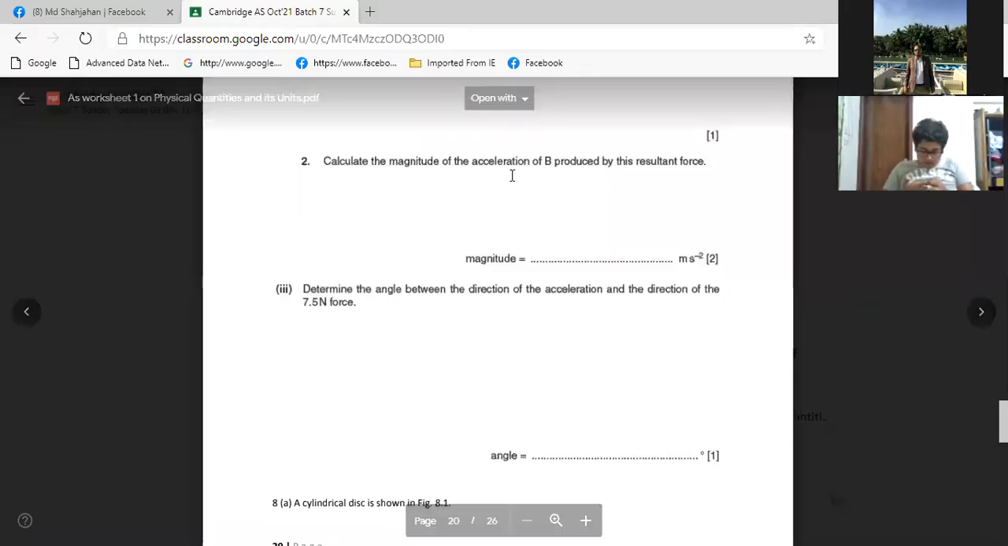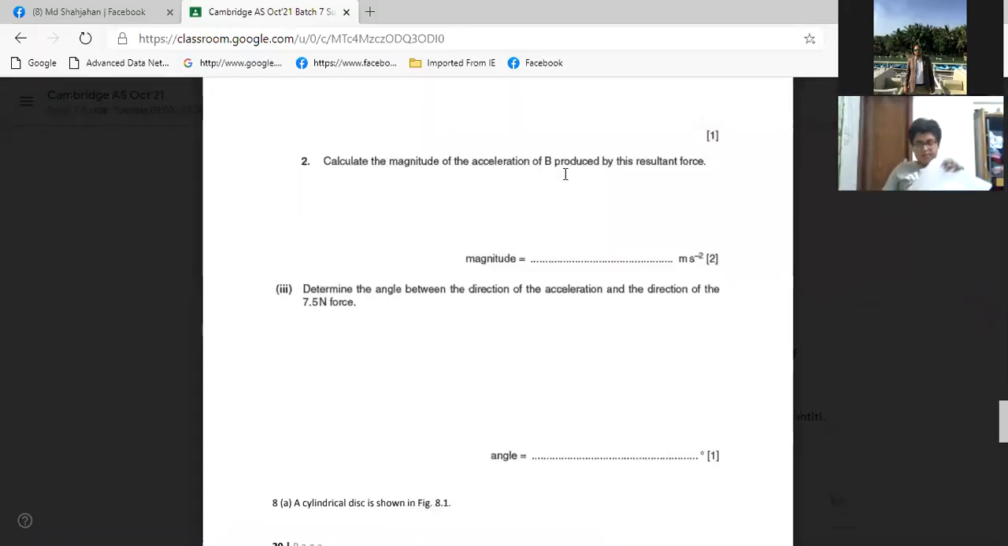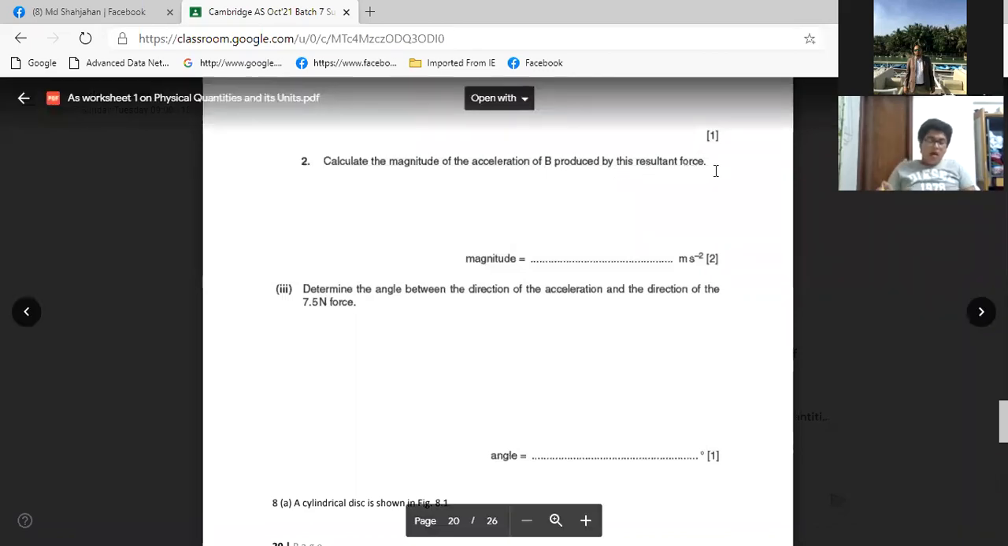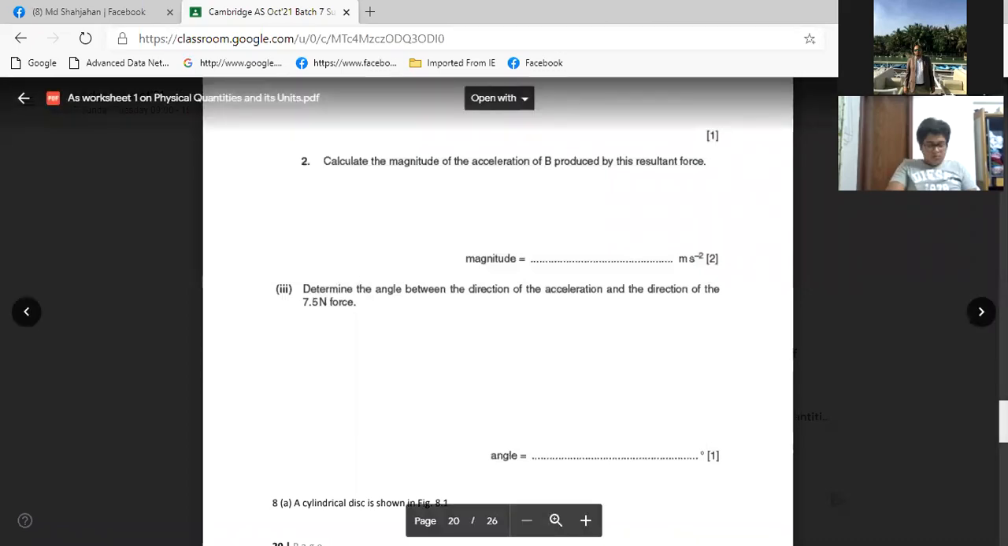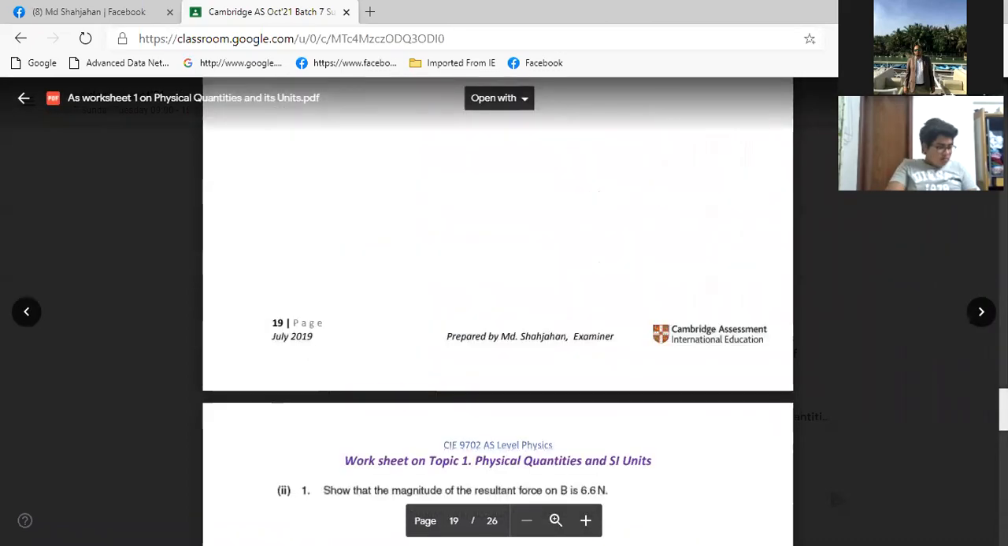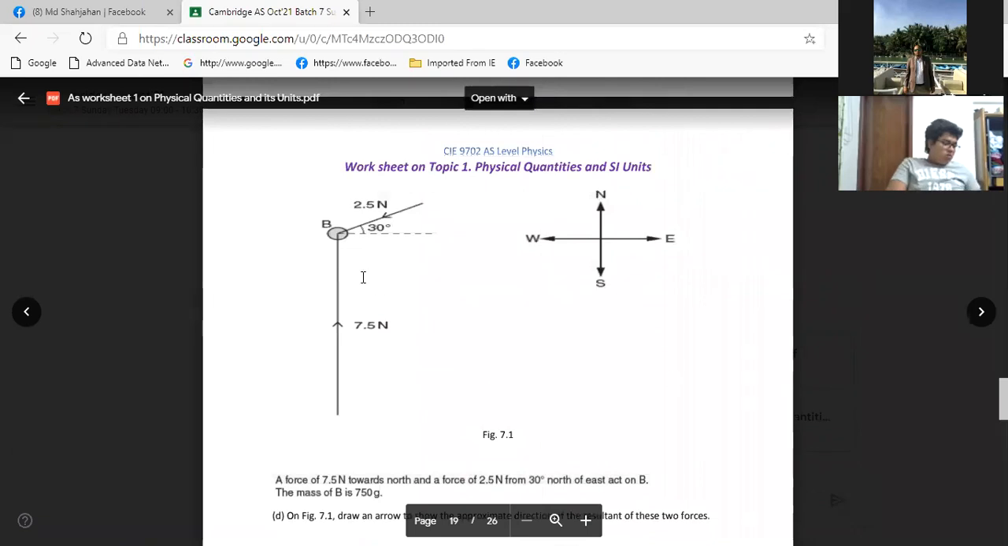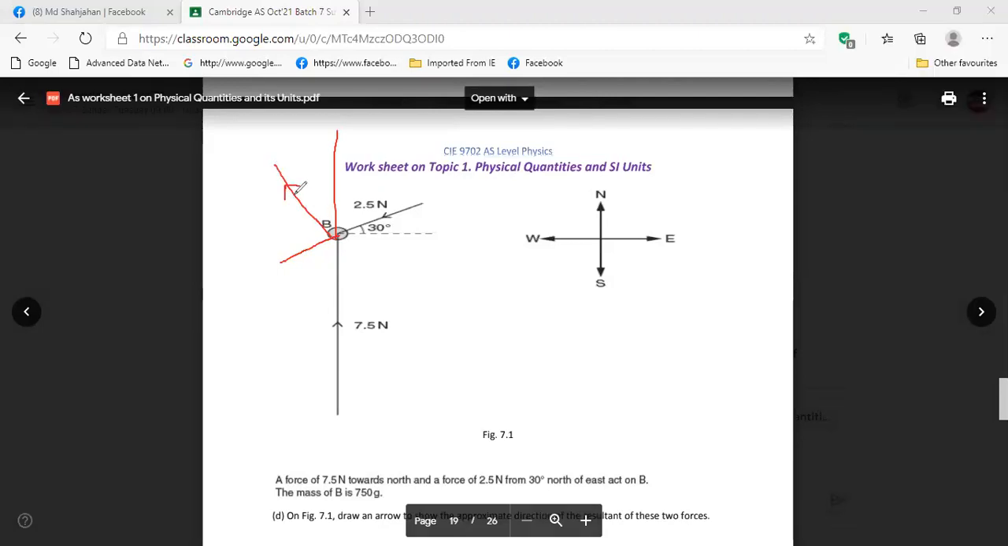Calculate the magnitude of the acceleration of B produced by this resultant force. So you got your resultant force where? Look at this diagram. You got the resultant force. You do not need to draw again. You just labeled here resultant, right, with double arrow.